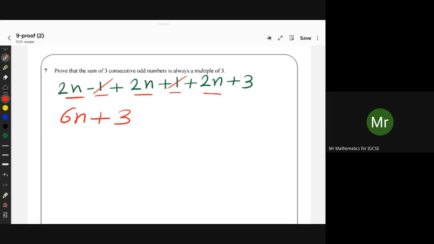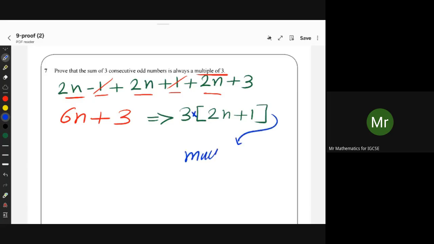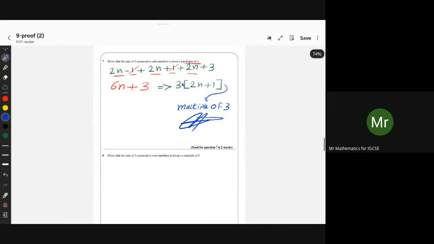He needed it in the shape of a multiple of 3. Multiple of 3 means 3 multiplied by something. So we can take the 3 as a common factor, or factorize it by the highest common factor. So we had 2n plus 1 here. Now we have something multiplied by 3. So here is the shape of a multiple of 3. So here is the proof for number 7. So simple and easy.